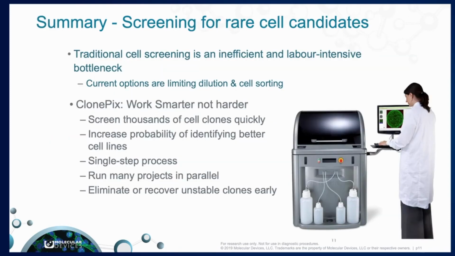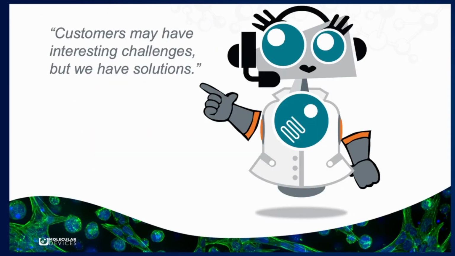So in summary, the ClonePix platforms allow you to break away from traditional, inefficient, and time-consuming processes, allowing you to increase efficiency and throughput with a fully automated workflow. Identifying rare clones faster, allowing you to run multiple projects in parallel, and eliminating or recovering unstable clones early in the process, saving you both time and money.